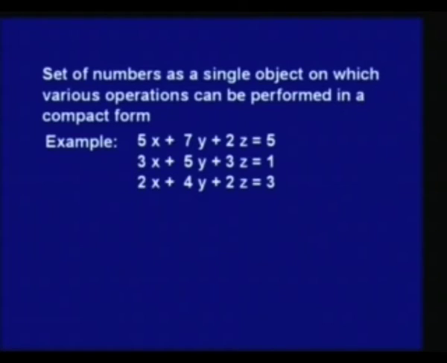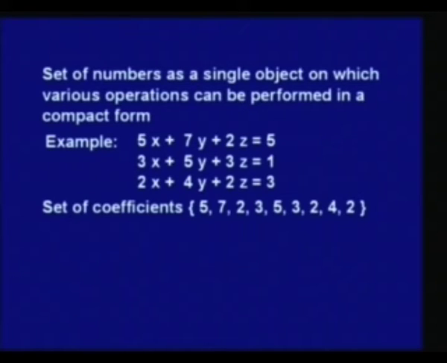For example, if we have a set of numbers arranged in a set of equations like x plus y plus 2z is equal to 5, 2x plus y plus 3z is equal to 1, 3x plus 5y plus z is equal to 3, then the set of numbers 1, 1, 2, 2, 1, 3, 3, 5, 1, these are the numbers which are actually the coefficients of these three equations. When these coefficients are arranged in this rectangular manner, then we say this matrix is the coefficient matrix. It has a specific meaning.